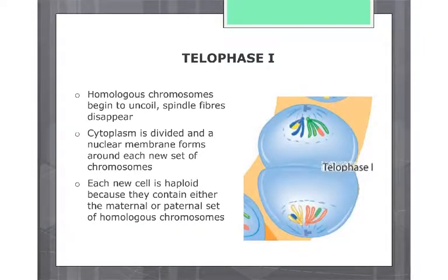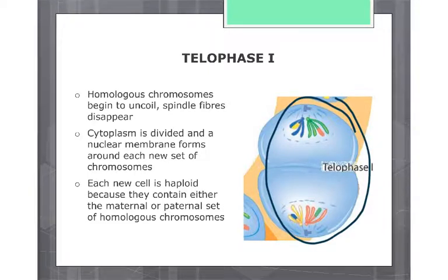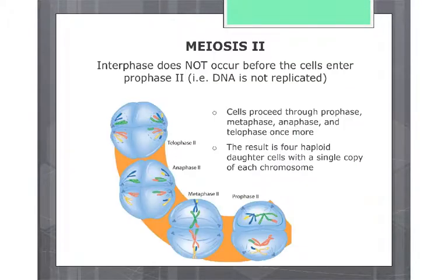Telophase: homologous chromosomes begin to uncoil, spindle fibers disappear, cytoplasm is divided, and each new cell is haploid because they contain either the maternal or paternal set of the homologous chromosomes. So, same thing, getting ready to split, but we are still looking at one cell.